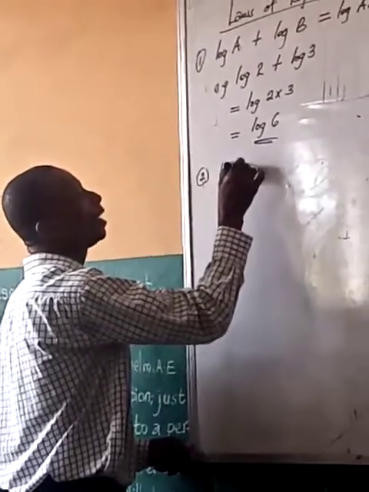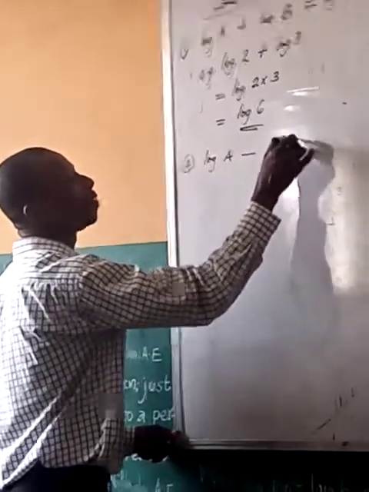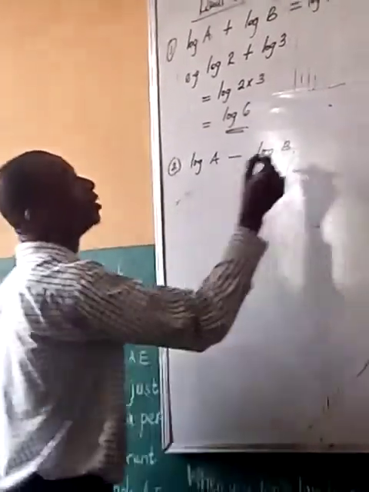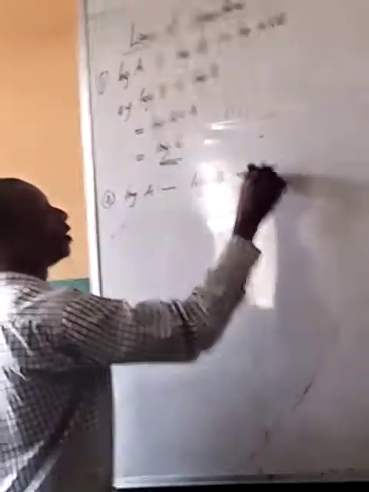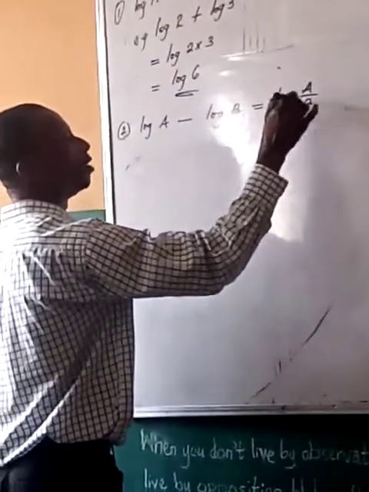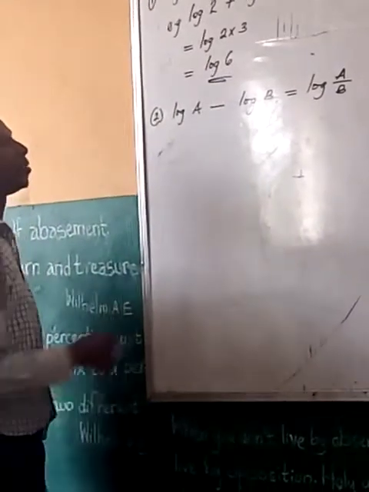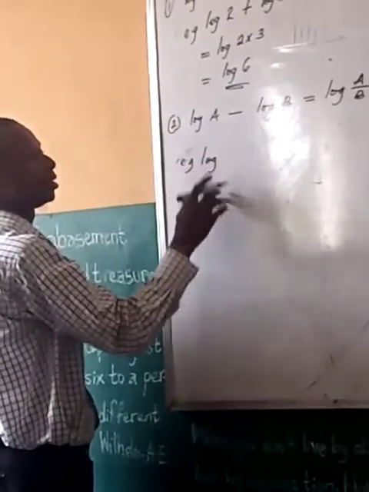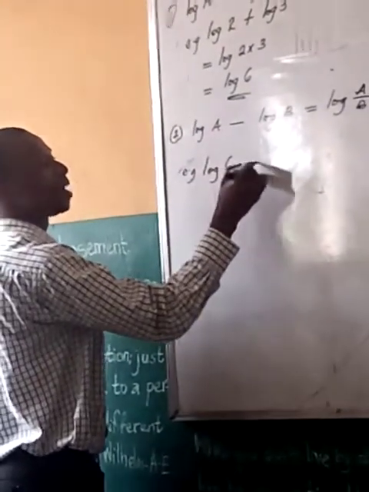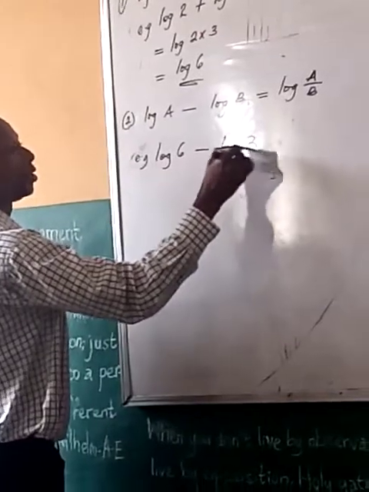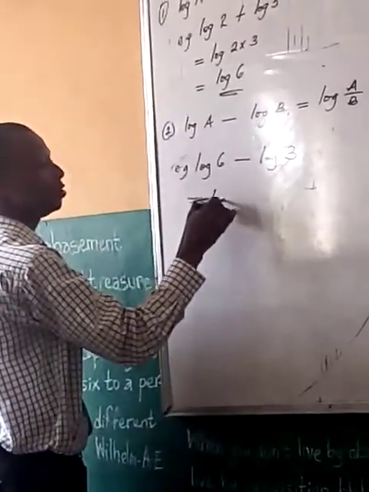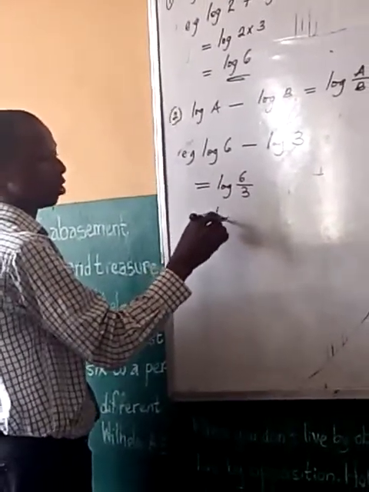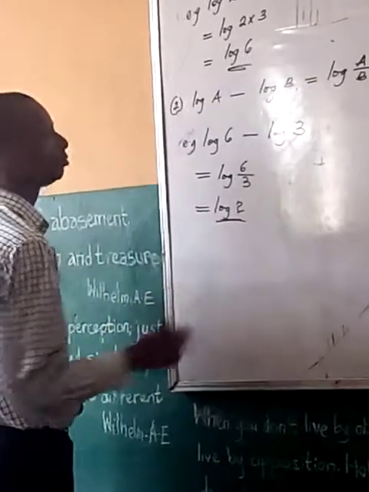The second law: log A minus log B is equal to log A divided by B. This implies that, for example, if I have log 6 minus log 3, my result will be log 6 divided by 3, and that will be what? Log 2 as a result.